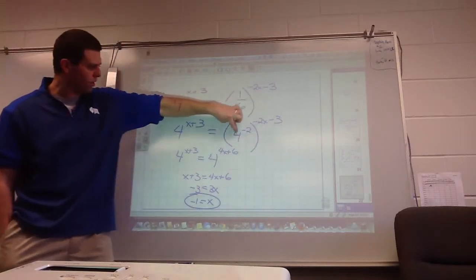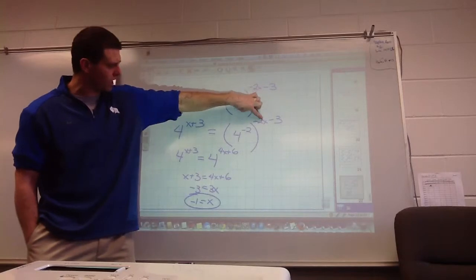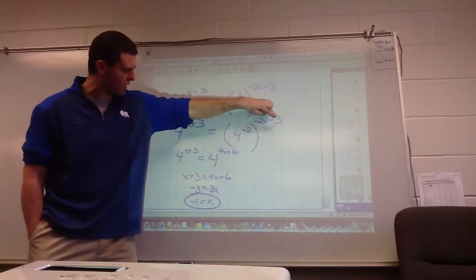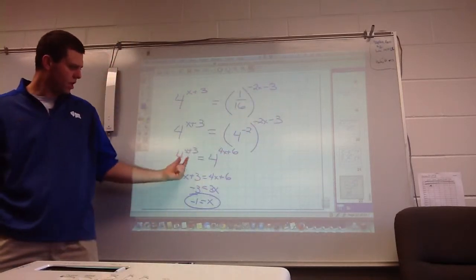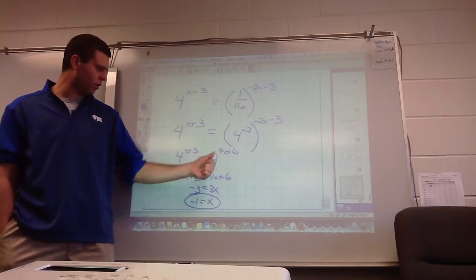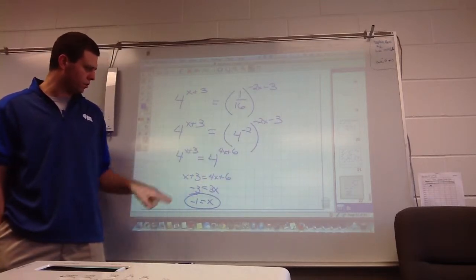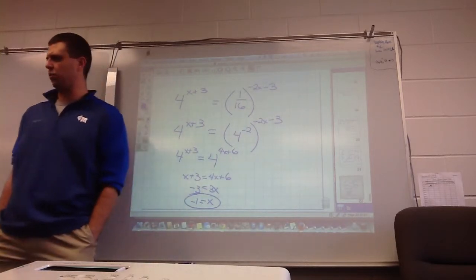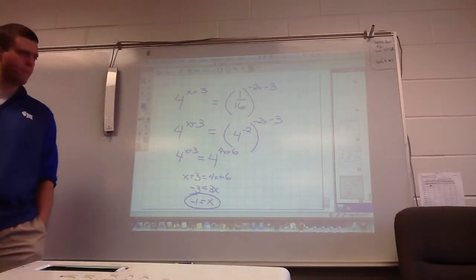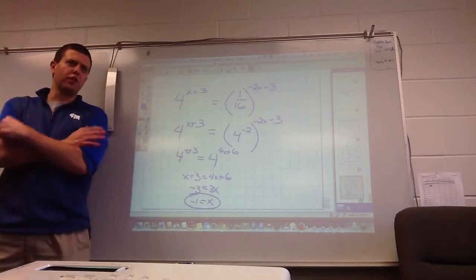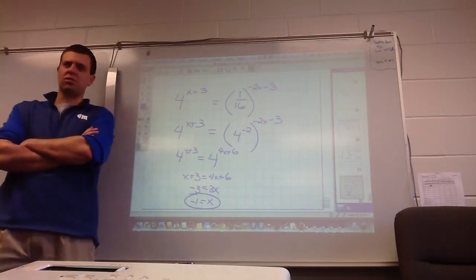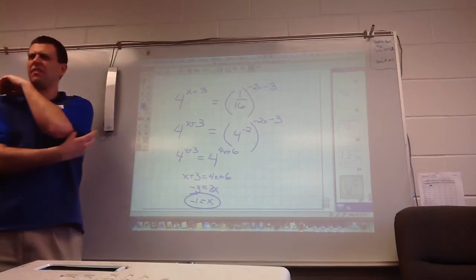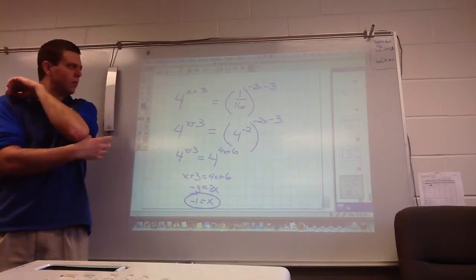Power to a power. You multiply. Negative 2 times negative 2x would be 4x. Negative 2 times negative 3 would be positive 6. So I have 4 to this power equals 4 to this power. Set the two exponents equal to each other. Solve, and you get x equals negative 1. So I just wanted to refresh your memory. Just because you see fractions, don't let those fool you. It just means you have negative exponents. Not a big deal.